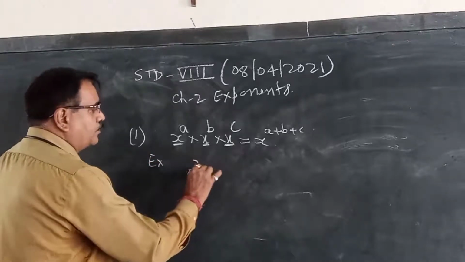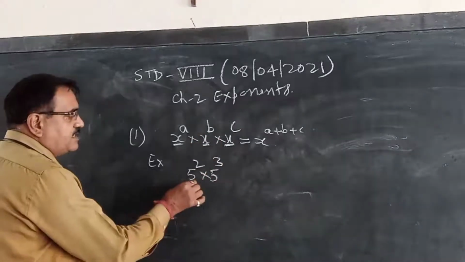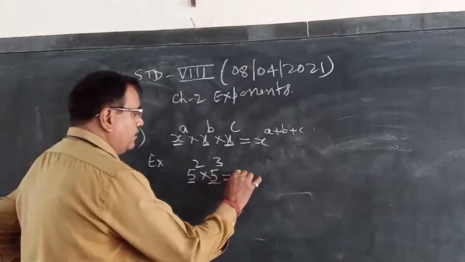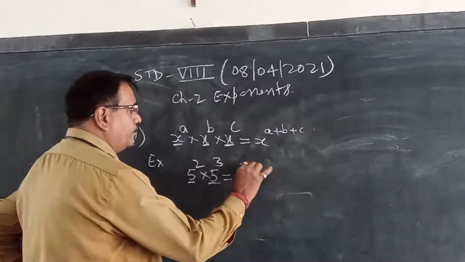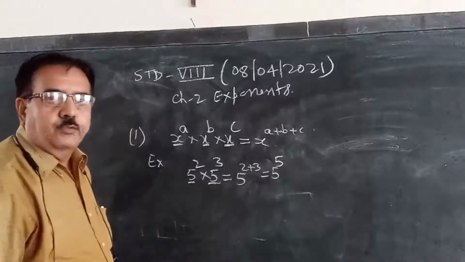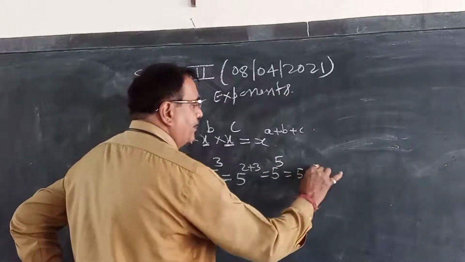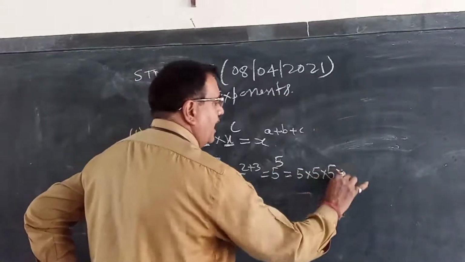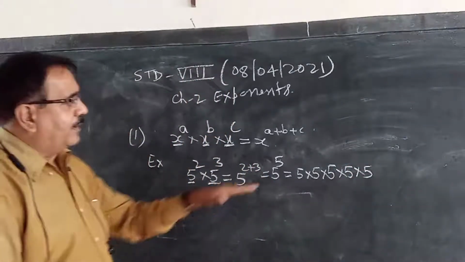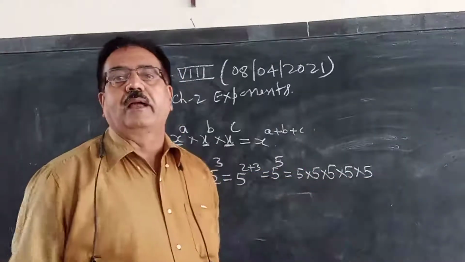Take an example. Suppose 5 to the power 2 into 5 to the power 3. The base is the same here, 5. So what will be the value? The powers will be added, 2 plus 3, that is 5 to the power 5. What is the total value? 5 to the power 5 means 5 is multiplied how many times? 5 times. Multiply all the 5s, 5 times, and that is our answer.